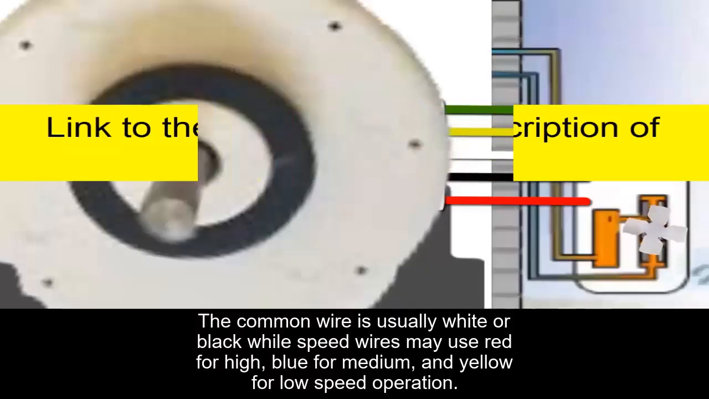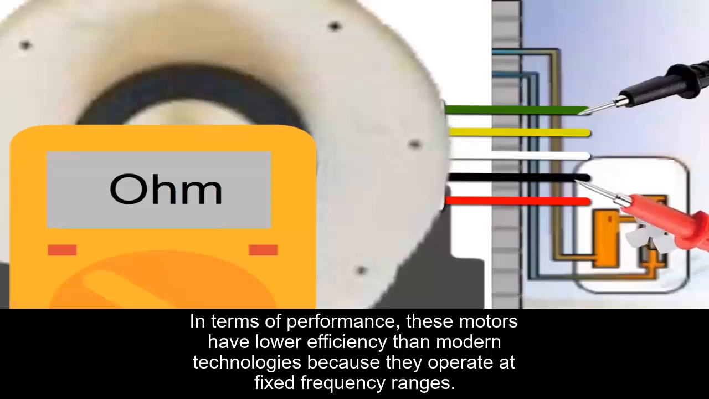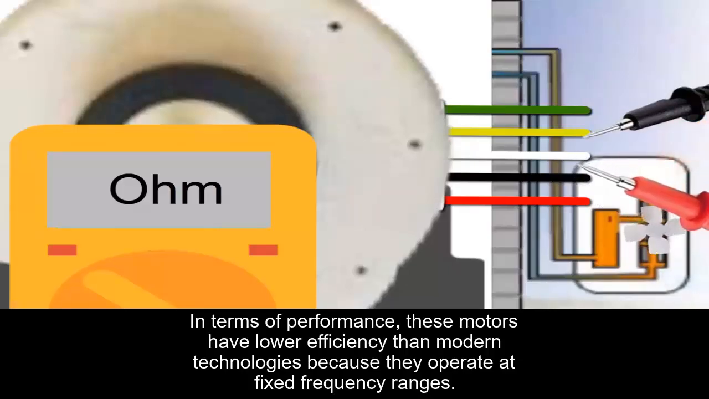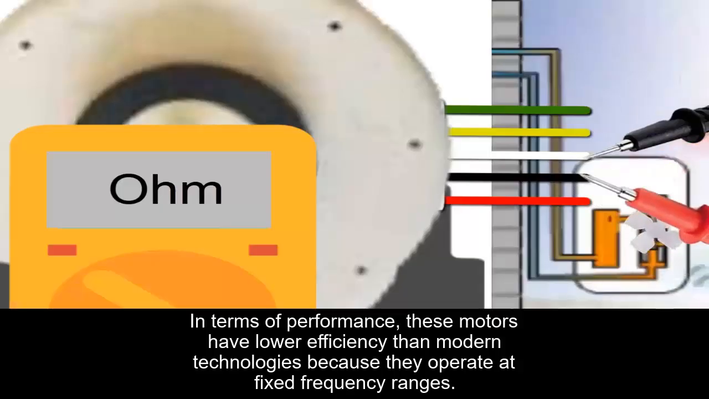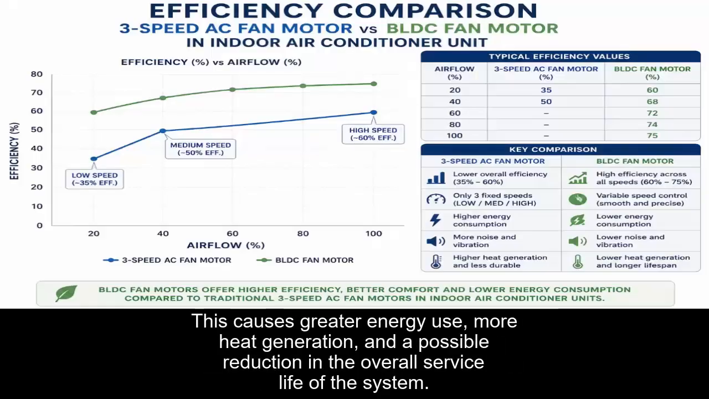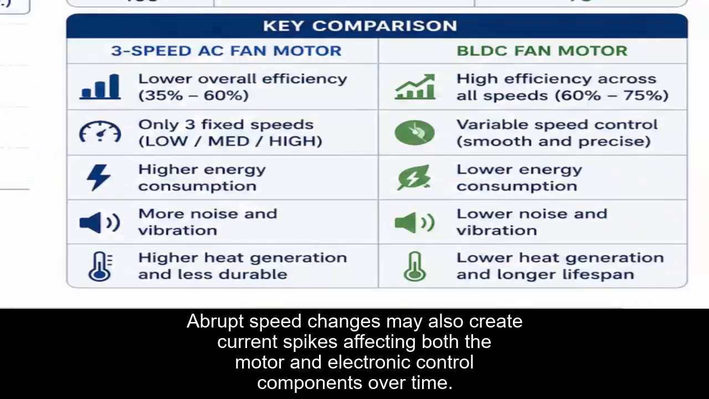In terms of performance, these motors have lower energy efficiency compared to more modern technologies, since they operate at a fixed frequency and do not adjust their speed according to the exact thermal demand, but instead work within defined ranges. This implies higher energy consumption, greater heat generation, and consequently a possible reduction in the system's service life. It is also important to consider that abrupt changes between speeds can generate current spikes, which over time may affect both the motor and the control components.